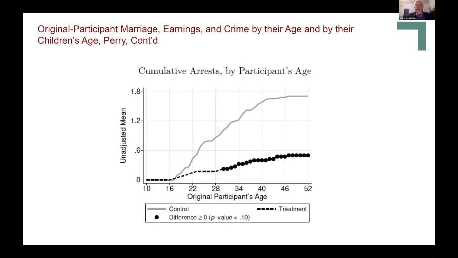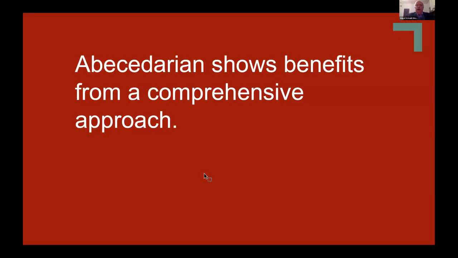And the cumulative arrest rates of the parents was much lower. So this is the arrest rate of the control. This is the arrest rate of the treatment, of the parents of the children in the second generation. So these are the original participants. The original participants were much more likely to avoid the criminal justice system. And the same is true with cumulative arrest.